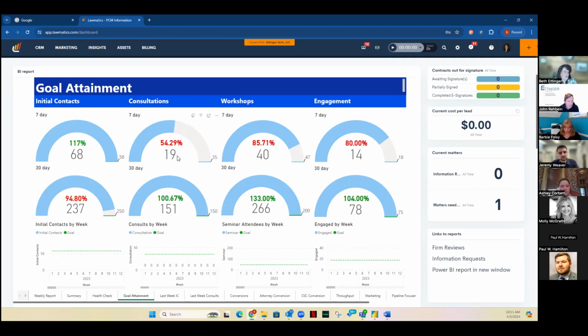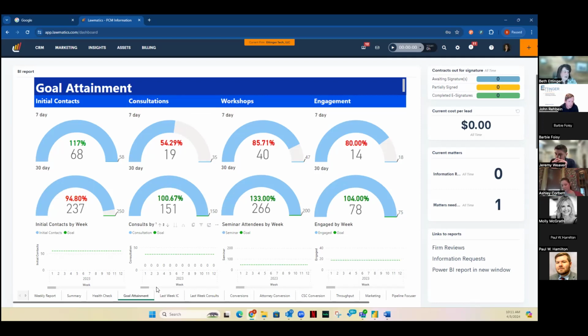So our focus really needs to be getting these consultations and workshops and engagements numbers up so we can continue to meet those goals, especially engagement, because that's tied to our revenue number. That is our revenue number. And Beth, if we keep that 7 day at 54%, what'll that do to our 30 day? This will fall. So this will go below 100% next week, and it will continue.